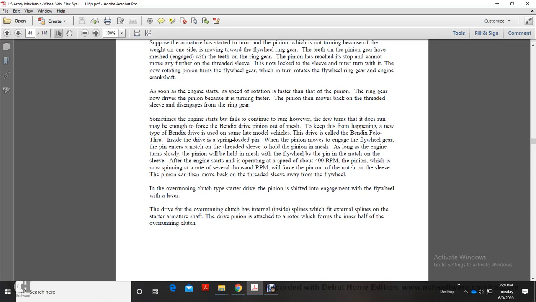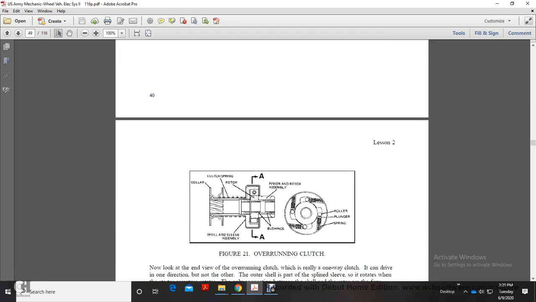In the overrunning clutch type of starter drive, the pinion is shifted into engagement with the flywheel by a lever. The drive with the overrunning clutch has internal splines that fit the external splines on the starter armature shaft. The drive pinion is attached to the rotor, which forms the inner half of the overrunning clutch.